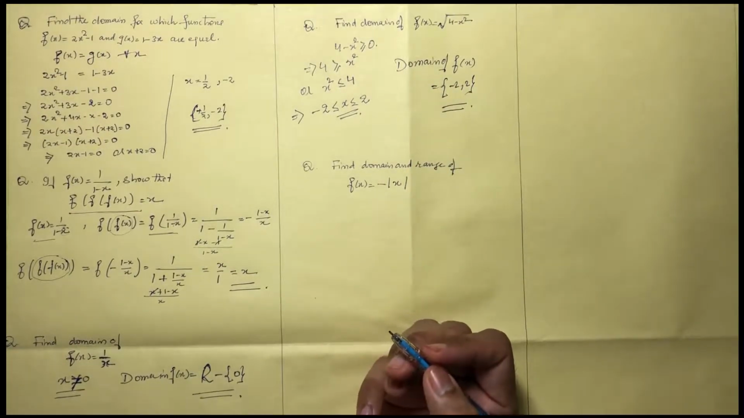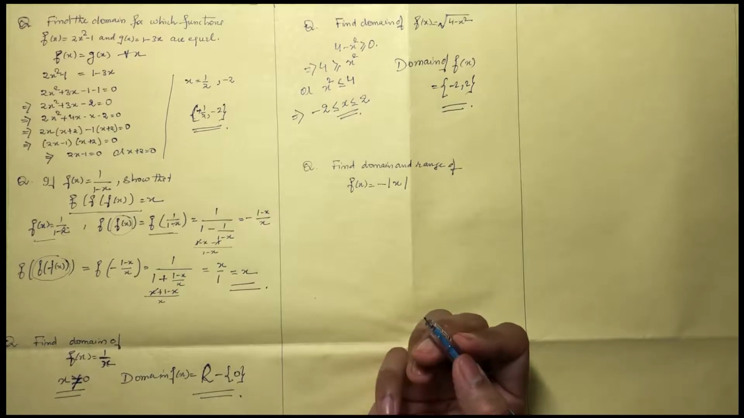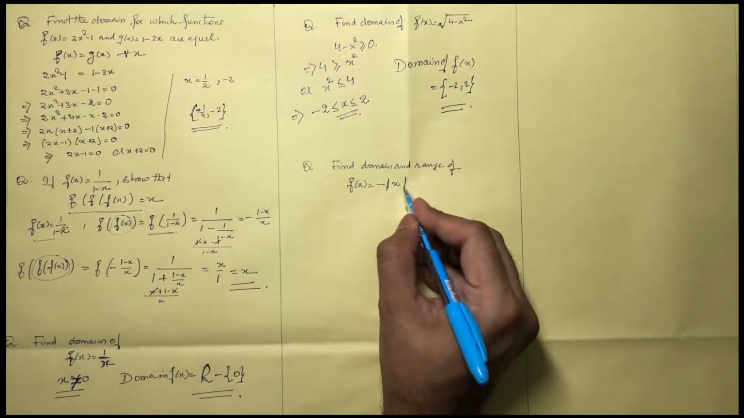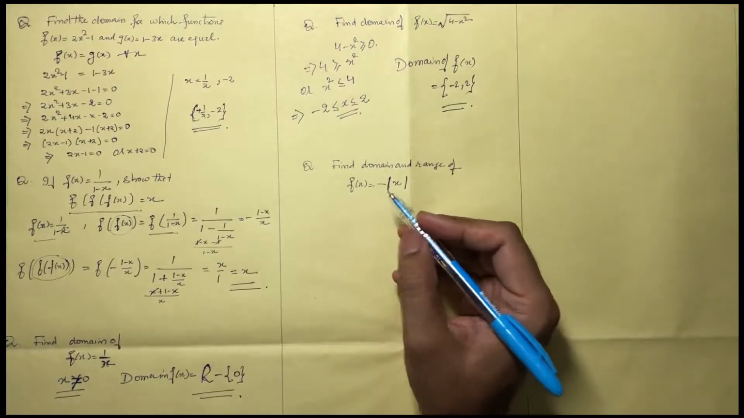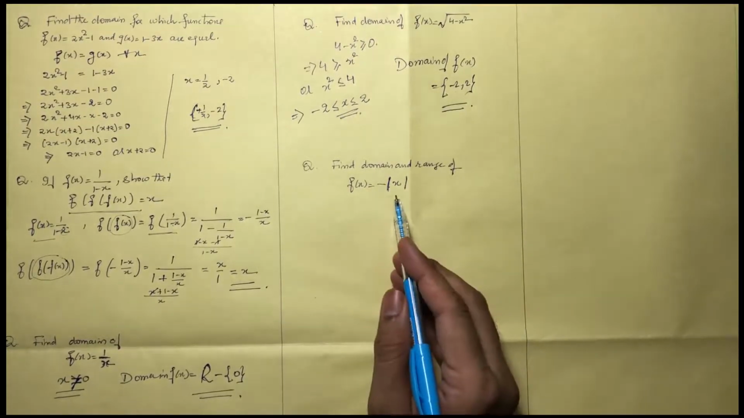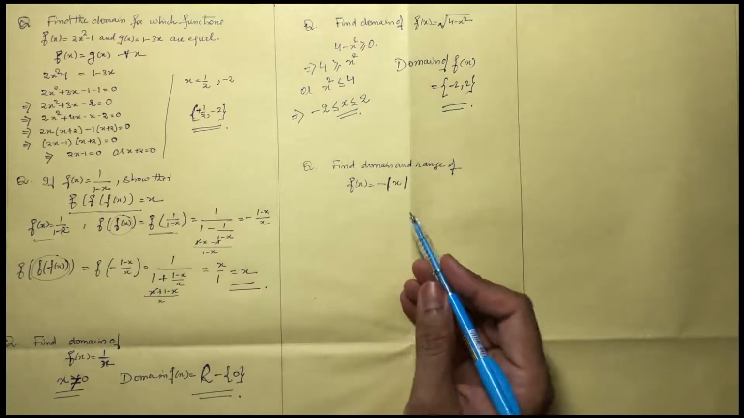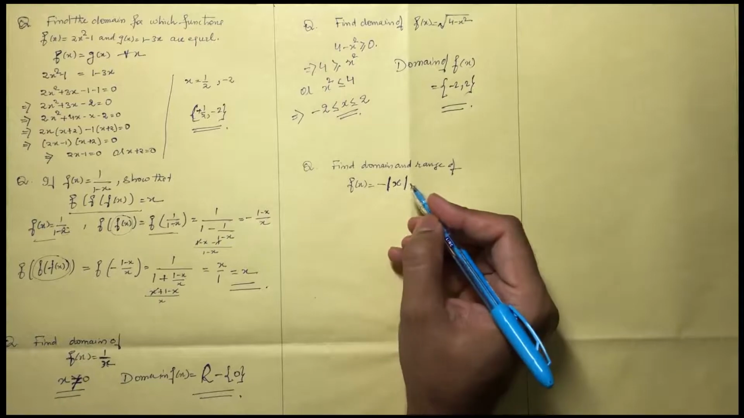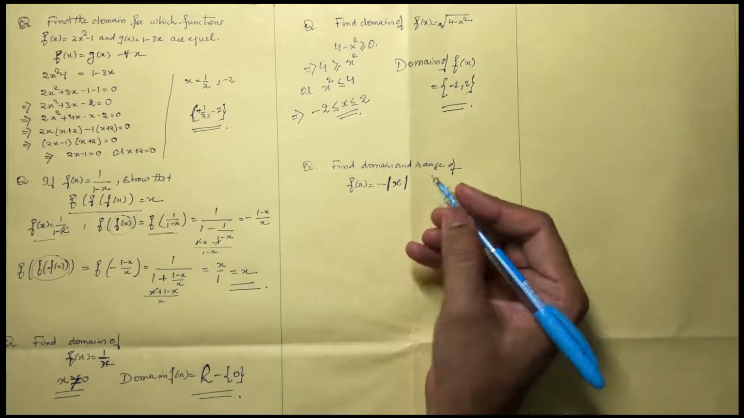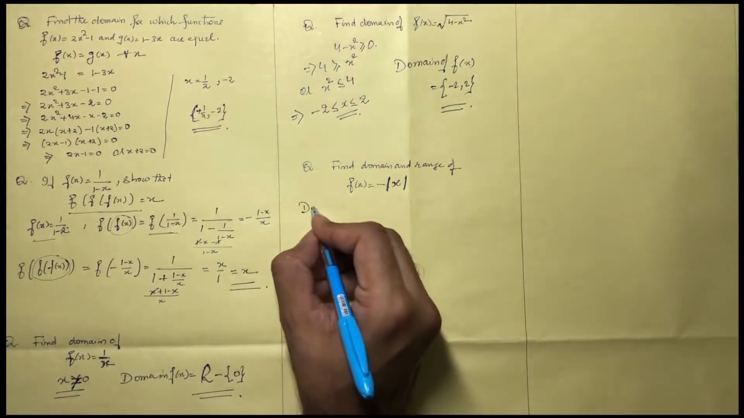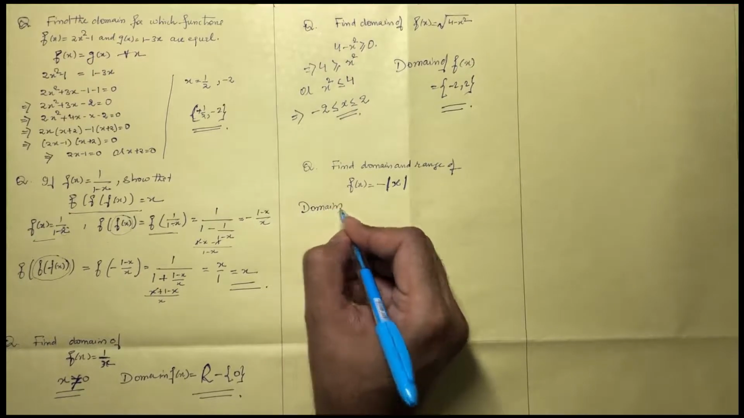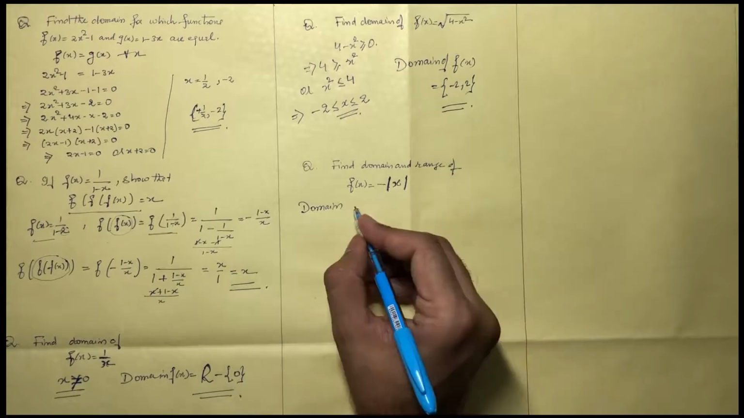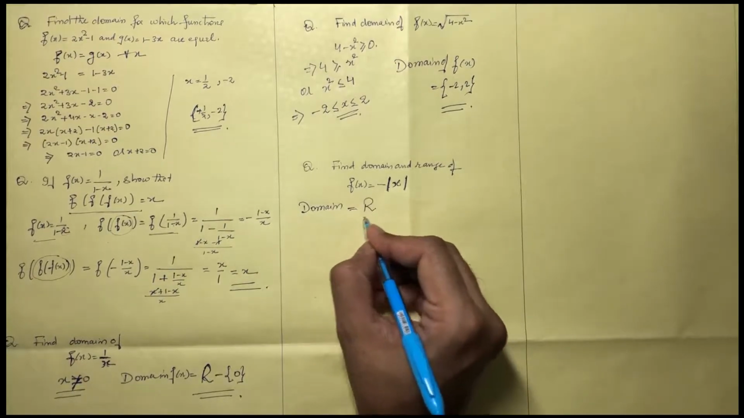Okay, next question, find the domain and range of f(x) = −|x|. We already discussed the graph of mod x and the definition of mod x. Mod means positive, so it will convert all the negative values to positive. What is the domain here? As this is defined for all positive, negative and 0, the domain of this function is the set of all real numbers.